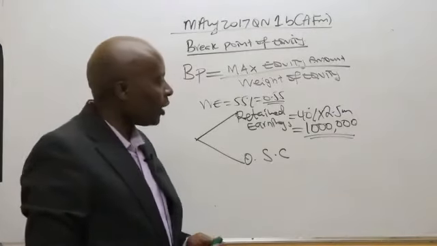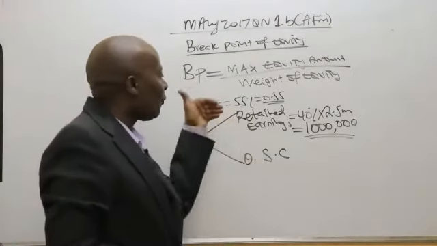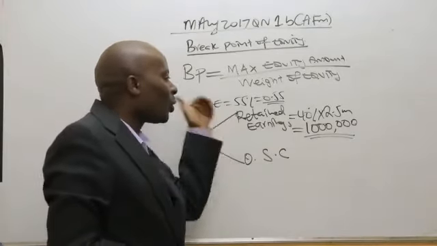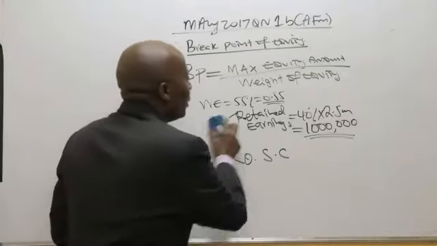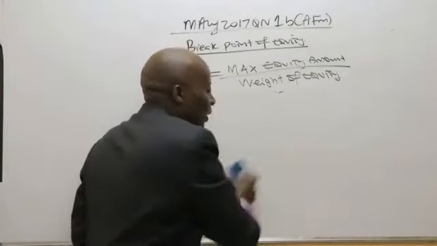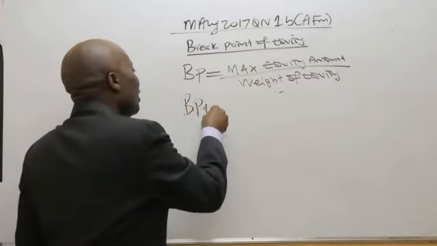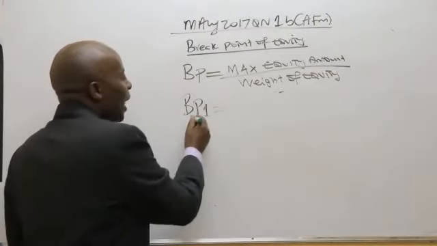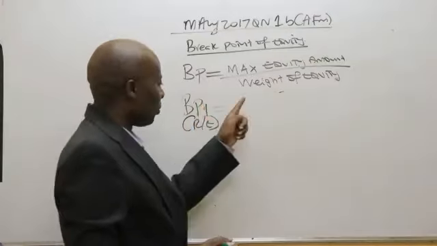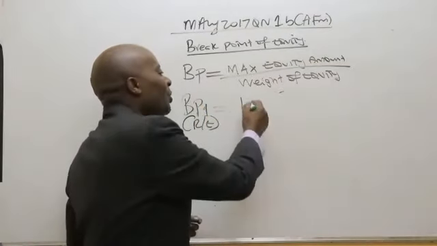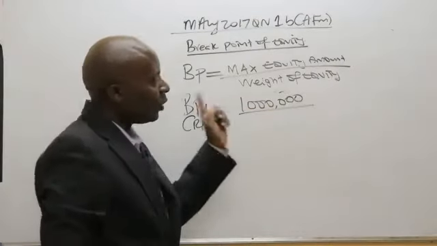Thank you very much. Now, I would want you to give me the first breakpoint of equity, which will go together with these retained earnings. The first breakpoint of equity will be the breakpoint of retained earnings. From this equity component, I can only get a million. So 1 million divided by the weight of equity.